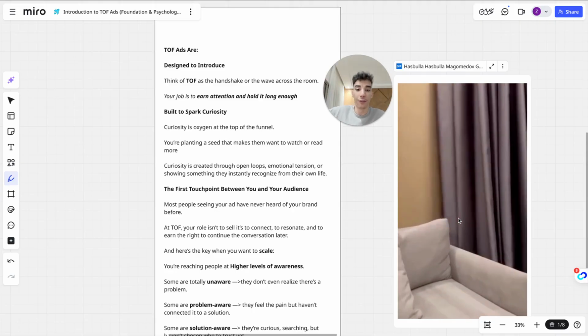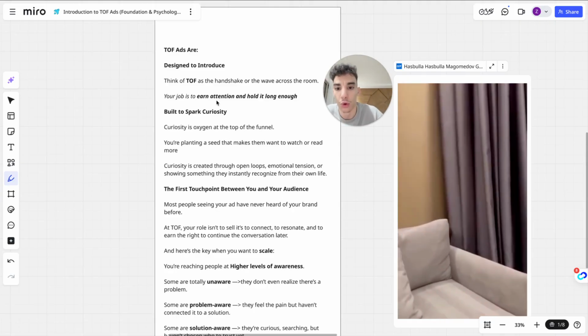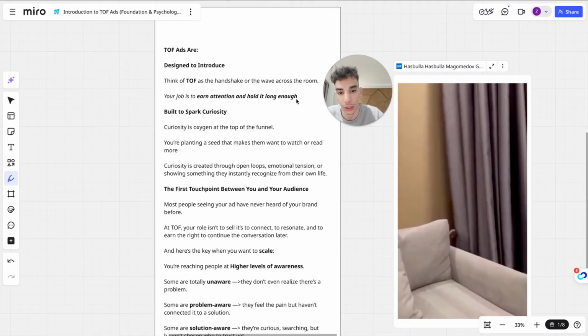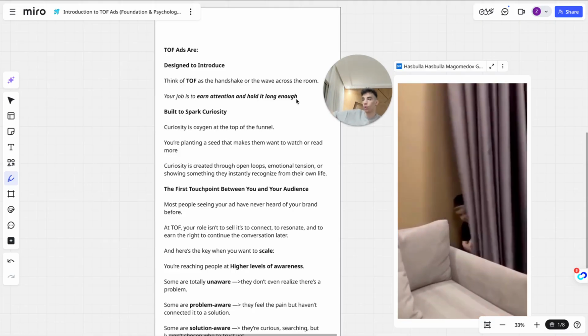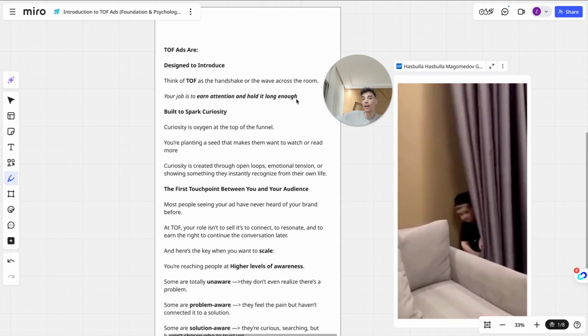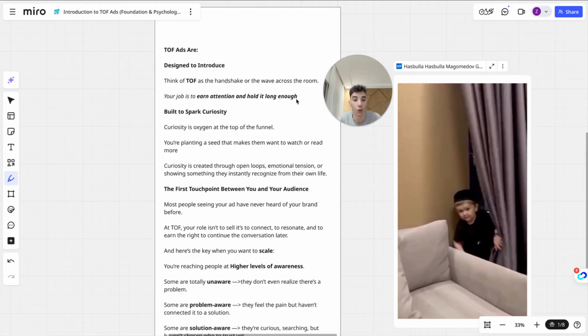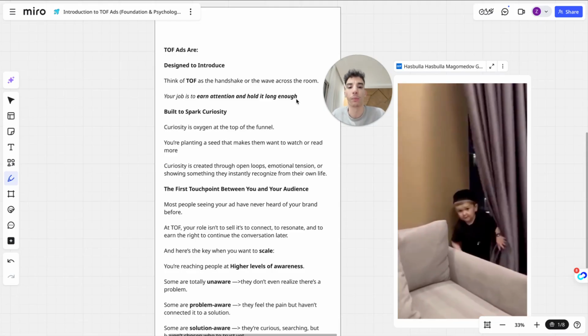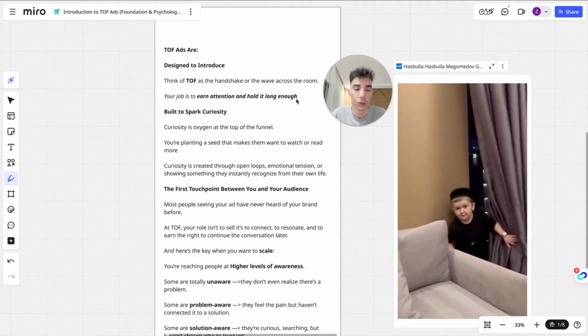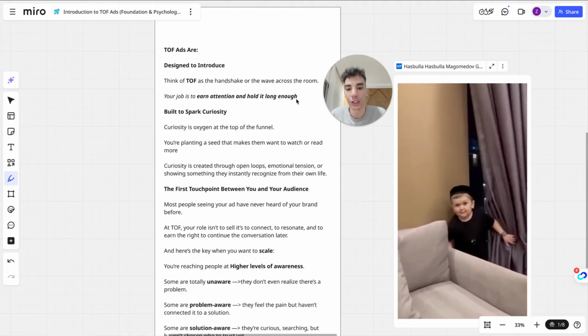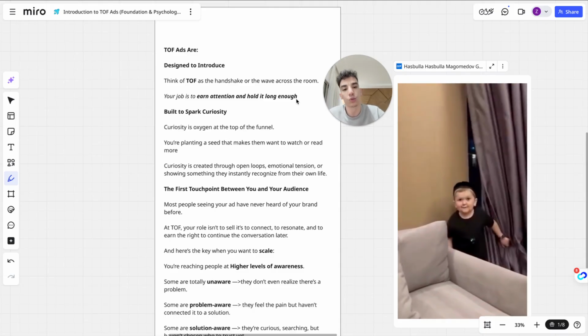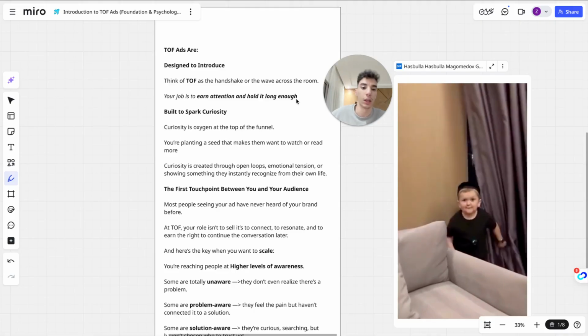What I mean by the friendly wave, as you can see here, across the room, is that your job is to earn attention and hold it long enough. So basically, while they're scrolling, you wave at them, they notice you, then you start going through normal content that you would usually see on Meta, like an ad, a video, or an image, something that's going to break their attention and hold it long enough until you get to educate them or introduce them to the solution that they need to fix their problem.